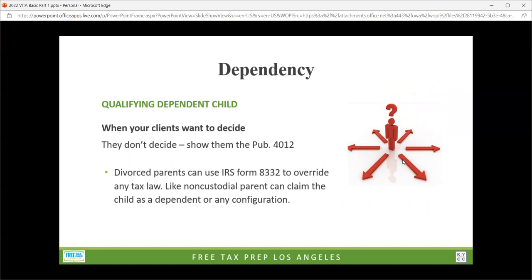But it could also happen when we encounter divorced parents. They can use IRS Form 8332 to override any tax law, like letting the non-custodial parent claim the child as a dependent, or any other configuration.